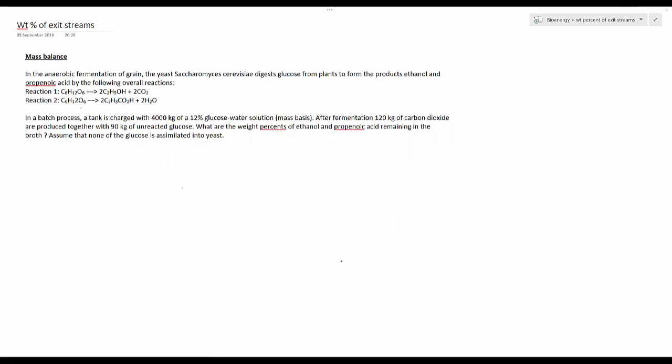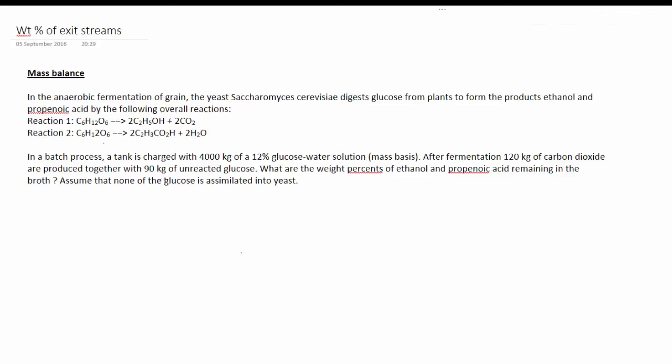Hi, this is a material balance problem. In this problem, we are asked to find out the weight percents of the leaving streams of a bioreactor where Saccharomyces cerevisiae, which is also known as baker's yeast, carries out the biochemical reaction converting glucose to ethanol and propionic acid. We are given the concentration of the inlet stream, the total mass of the inlet stream, the gas, carbon dioxide which is produced, and the unreacted glucose. So with this information in hand, we've got to find out what are the exit streams concentrations.